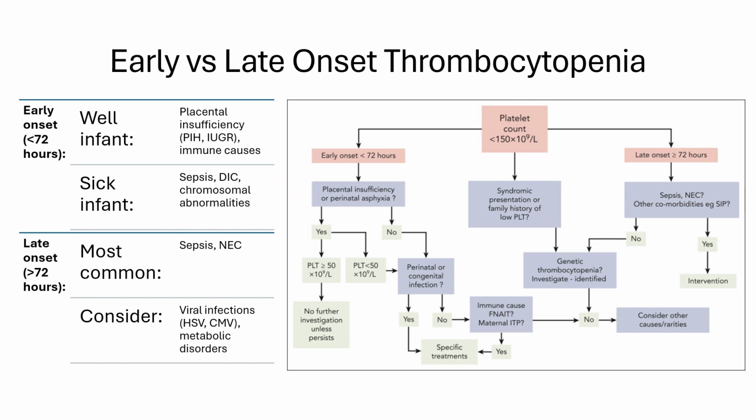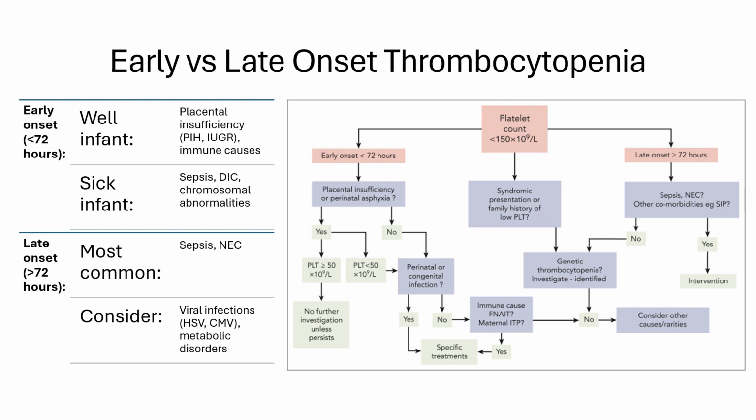This represents the platelet equivalent of hemolytic disease of the newborn, where maternal antibodies against paternal platelet antigens cause rapid platelet destruction. Unlike maternal ITP, NAIT can occur in first pregnancies and carries higher risks of severe thrombocytopenia and intracranial hemorrhage. Sick infants with early onset thrombocytopenia require evaluation for sepsis, DIC, and chromosomal abnormalities.